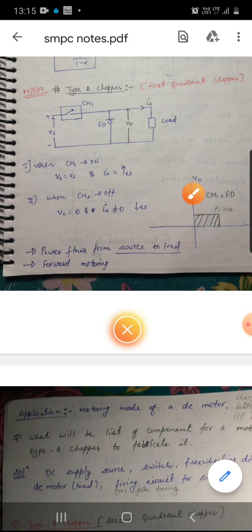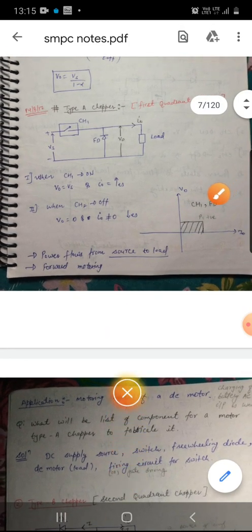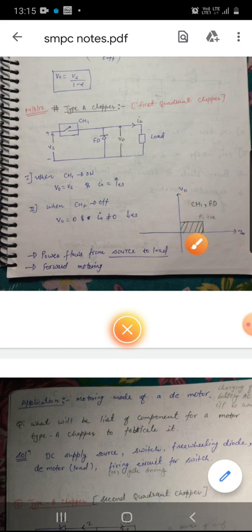So how can you make quadrants? On one axis you take V naught, and on another axis you take I naught. So this is the first quadrant for these two axes, in which V naught is positive and I naught is also positive. Hence the power P naught will be equal to V naught into I naught. If V naught and I naught are positive, power will also be positive. This is the type A chopper, which gives first quadrant operation and is also known as first quadrant chopper.